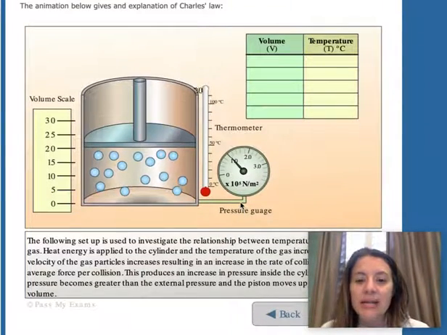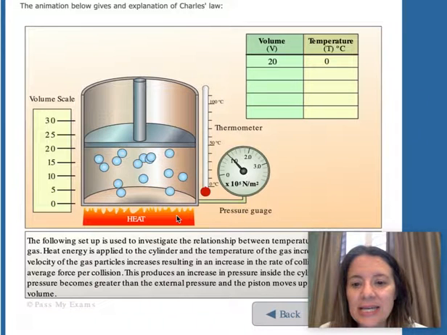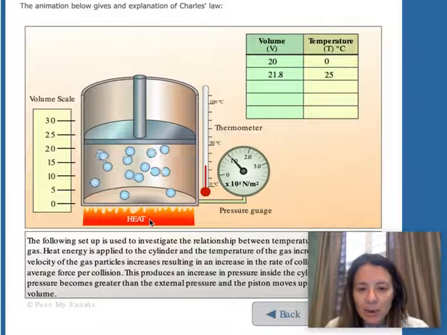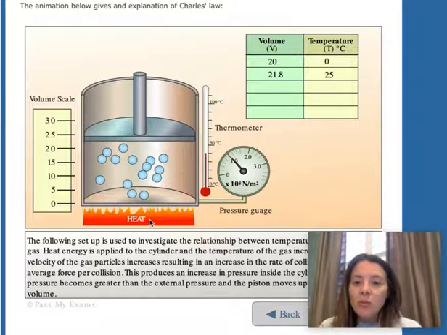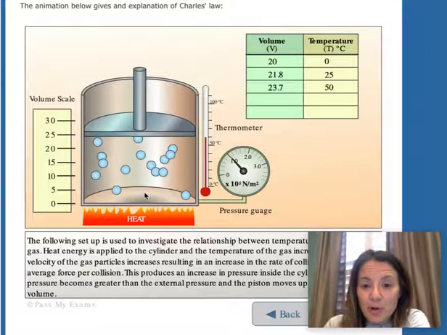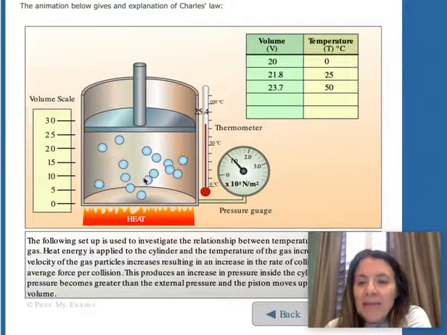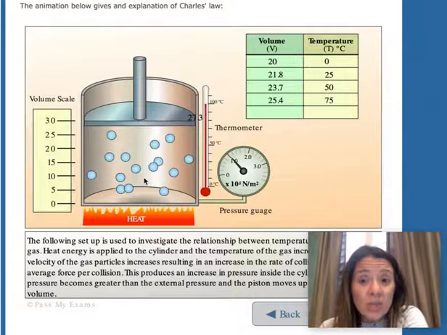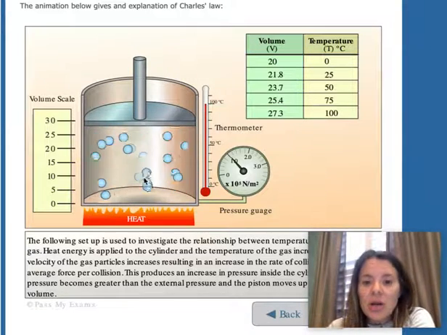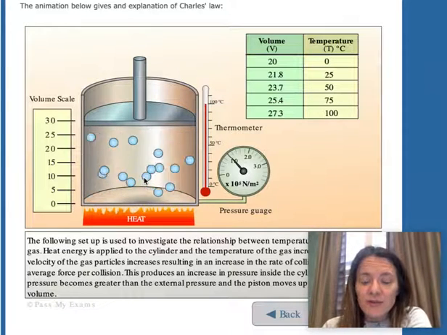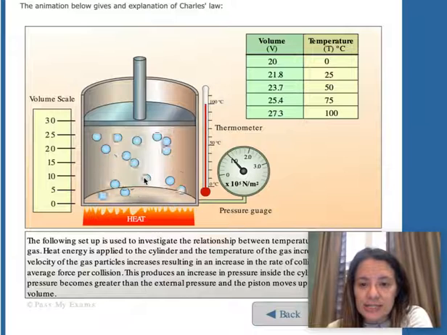In this setup, we're going to increase the temperature of these gas particles, heating them up. We should notice that the kinetic energy, the movement of these gas particles, becomes greater. That means the kinetic energy increases, which is only affected by temperature. The number of collisions is going to increase, and the forcefulness of those collisions also increases.